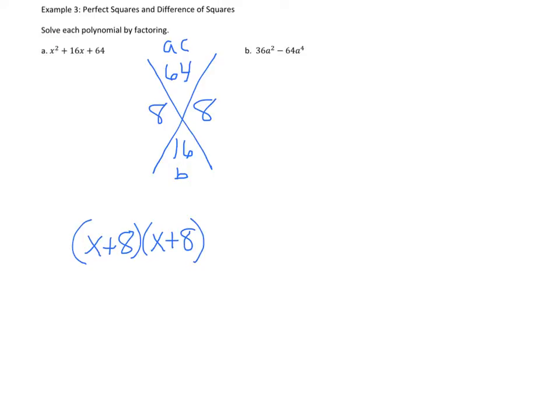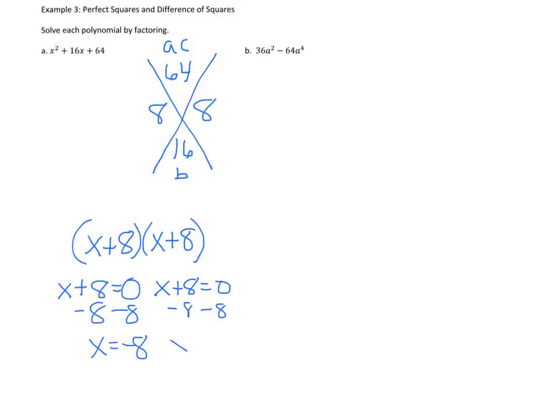Now, if this x squared had a number in front of it other than 1, we would have to do a longer process using the grouping method. But now that we have x plus 8 and x plus 8, we can set both of those equal to 0 because we are actually solving. And if I solve them, I'm going to end up with x equals negative 8 and x equals negative 8. So our final answer is just x equals negative 8.